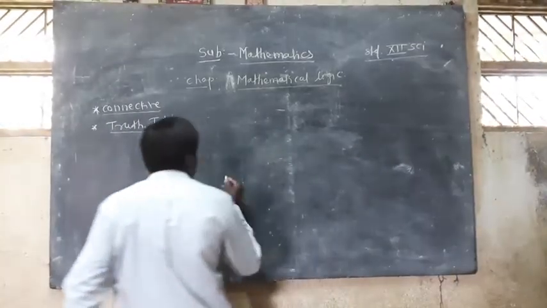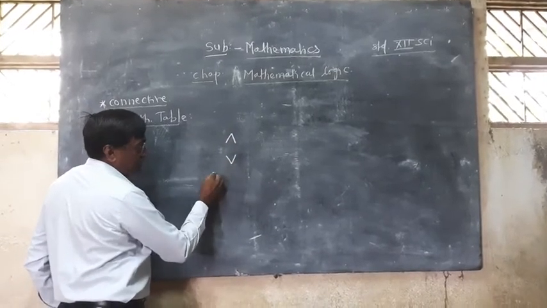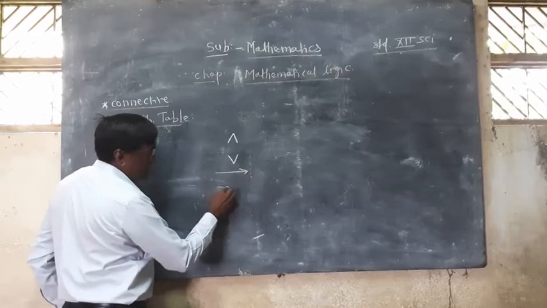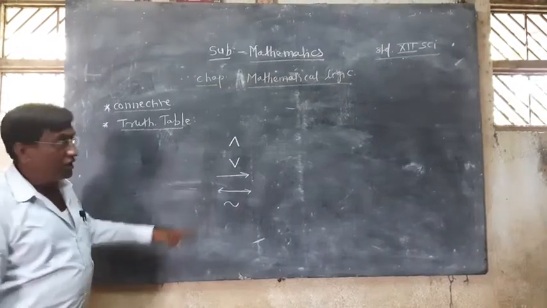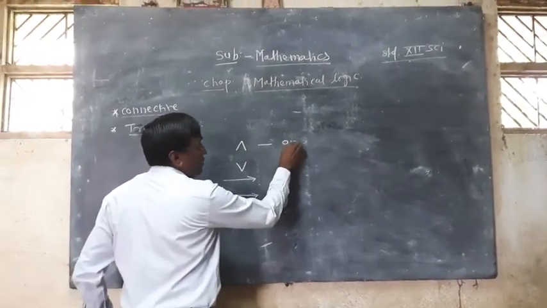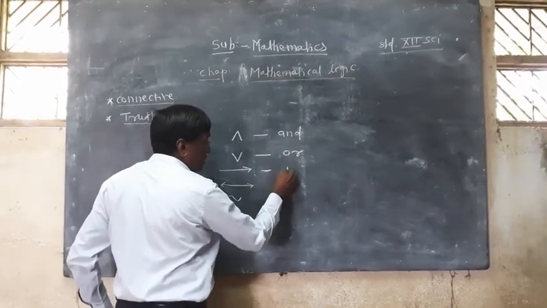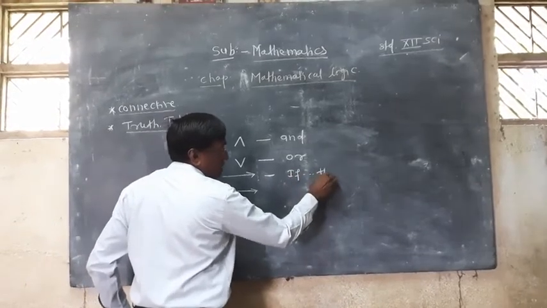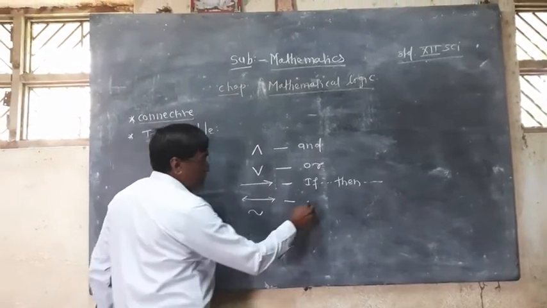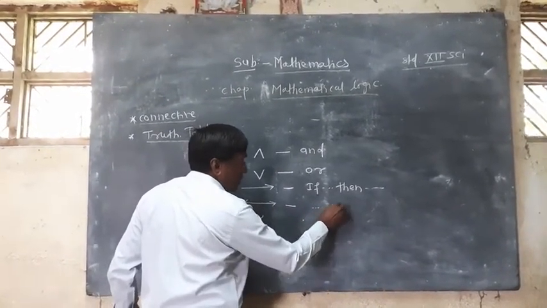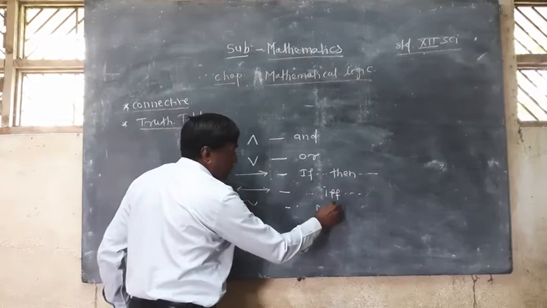Their symbols are generally like this: this is the symbol for the conjunction, this is the symbol for the disjunction, this is the symbol for implies, this is the symbol for both way implies, and this is for negation. So these 5 symbols are there. For the first, the word will be and. For the second, the word will be or. For implies, the words will be if, then. For both way implies, the words will be if and only if. And for negation, the word will be not.